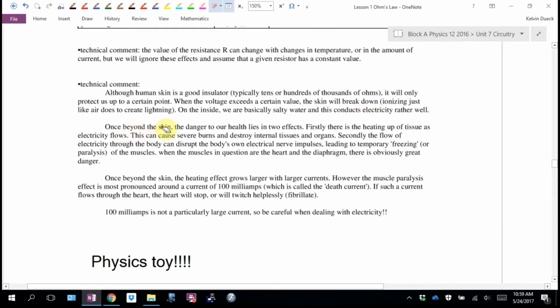Once beyond the skin, the danger of electrocution lies in two effects. First, there's a heating up of tissue as electricity flows. This can cause severe burns and destroy internal tissues and organs. Secondly, the flow of electricity through the body can disrupt the body's own electrical nerve impulses, leading to temporary freezing or paralysis of the muscles. And when these muscles in question are your heart and your lungs and your diaphragm, that's not good.